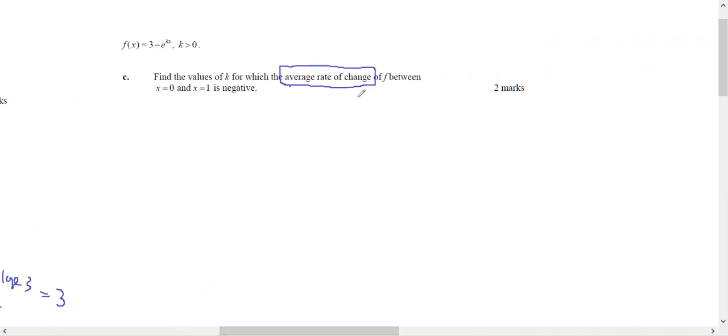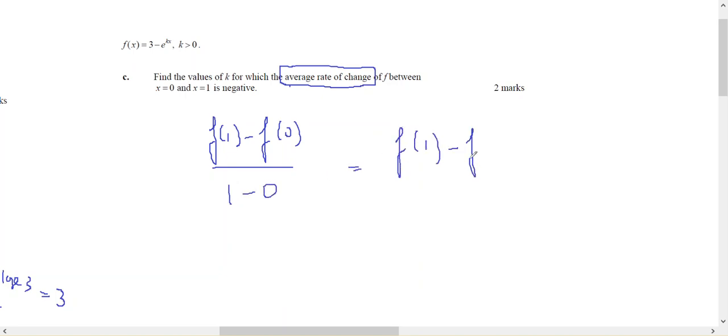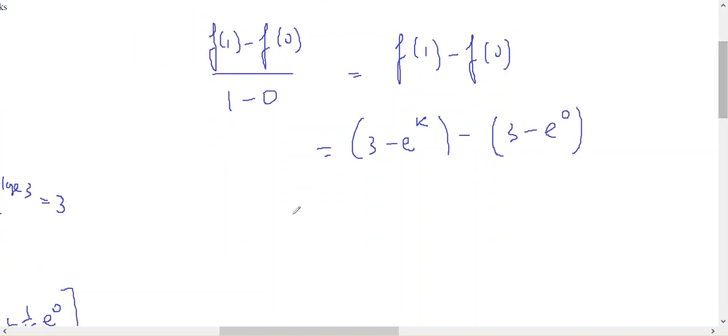The next question is average rate of change. An average rate of change will be f of 1 minus f of 0 over 1 minus 0, which is f of 1 minus f of 0 over 1, which will be 3 minus e to the k minus 3 minus e to the 0, which is going to be 3 minus e to the k minus 3 plus 1, which is 1 minus e to the k. And that's what the average rate of change will be.